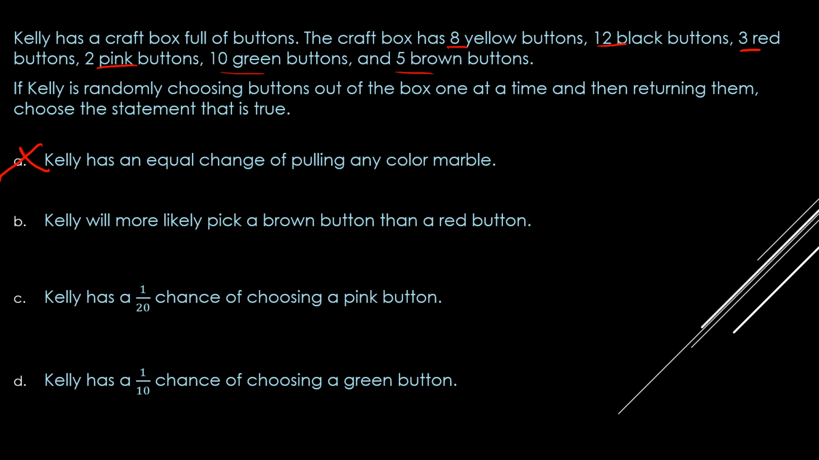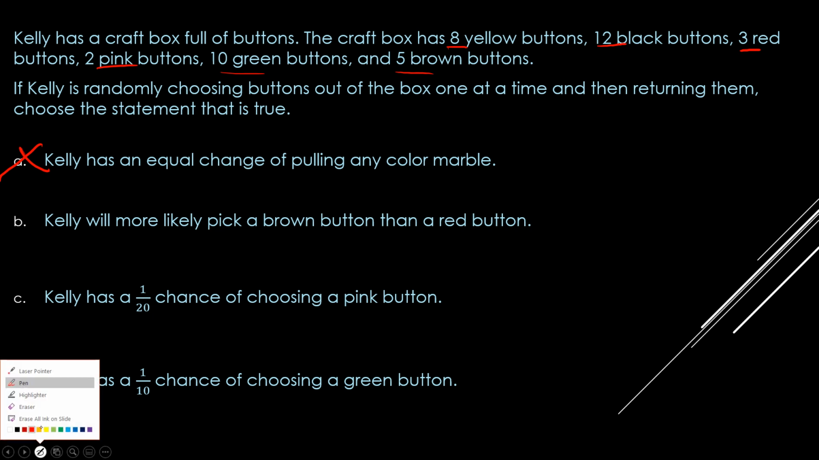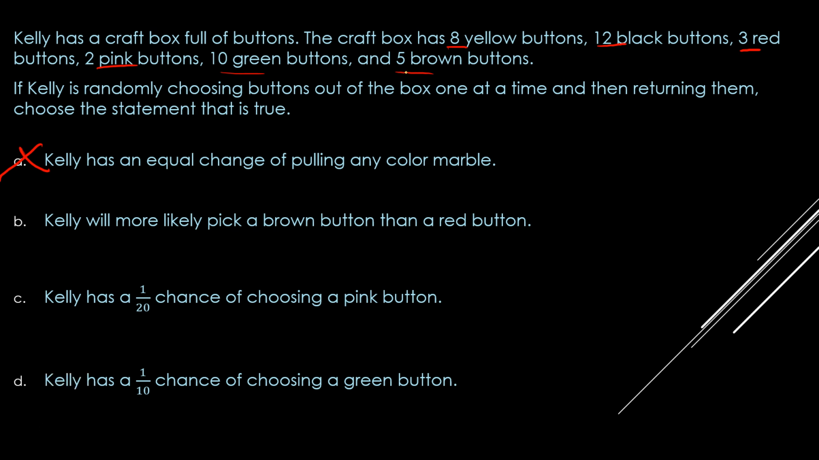B says that Kelly will more likely pick a brown button than a red button. So let's look here. She has 5 brown buttons and she has 3 red buttons. It says that she's more likely to pick a brown button. Well, she does have more brown buttons, so that would be true.